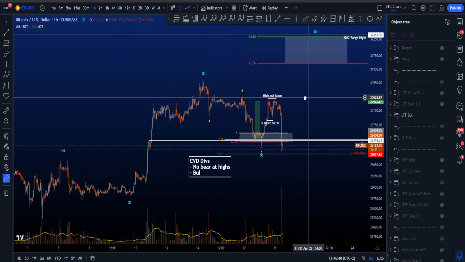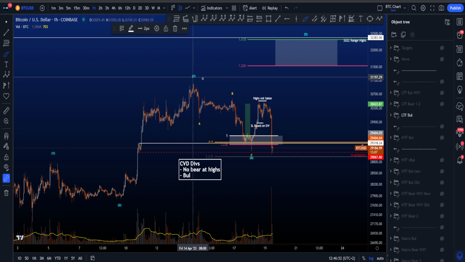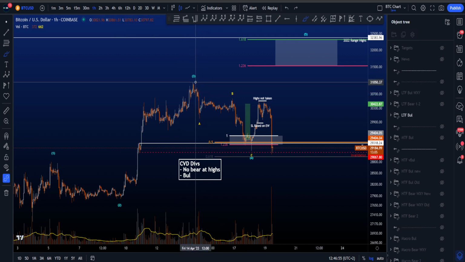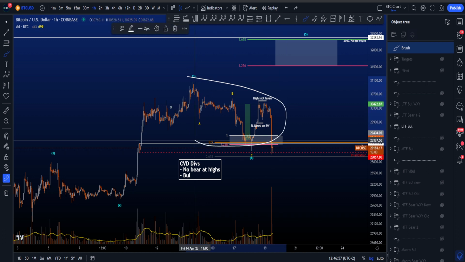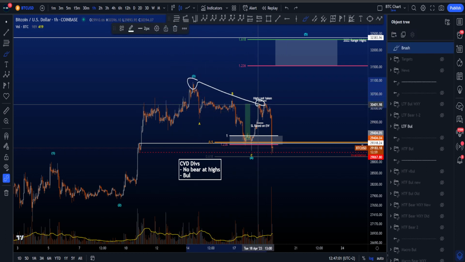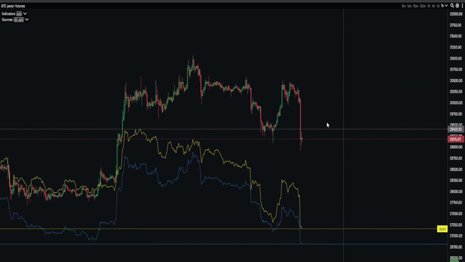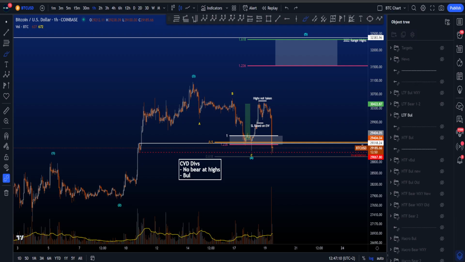The divergences, as mentioned in a previous video as well, you do not have to see bearish divergences at reversal points, but it would be nice to see. And so far we didn't see big bearish divergences between, for example, this high and these highs over here, and then a higher high on the CVD, because if I open the CVD, you can see, yes, we have a lower high, but also lower highs on the CVD. So no bearish divergences there.